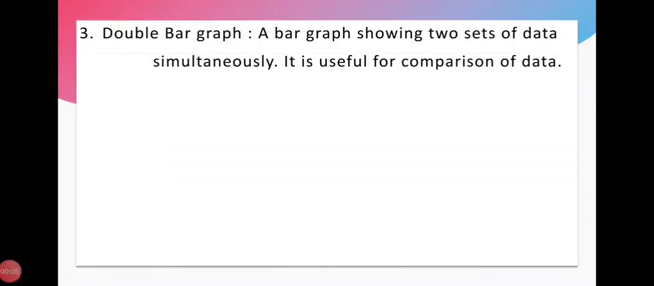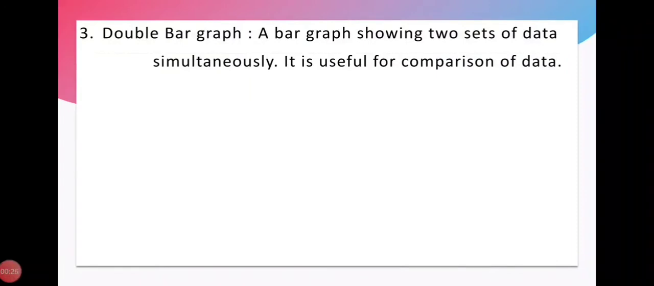Next, showing two sets of data simultaneously. It is all useful for comparison of data. This is also one type of bar graph, but this bar graph we use to compare the data of given two sets. Yes, and those two sets of data are compared together.